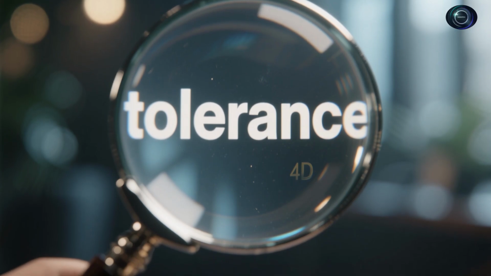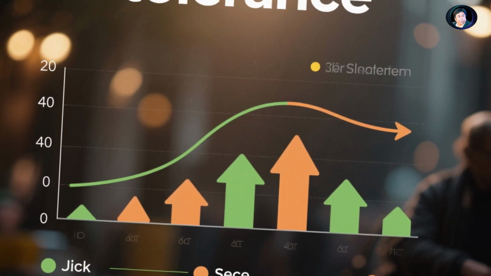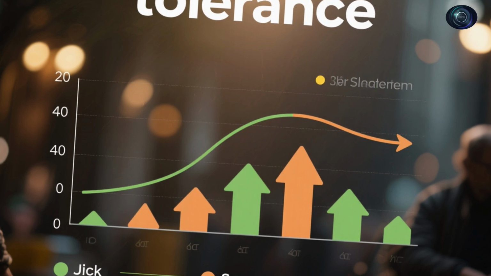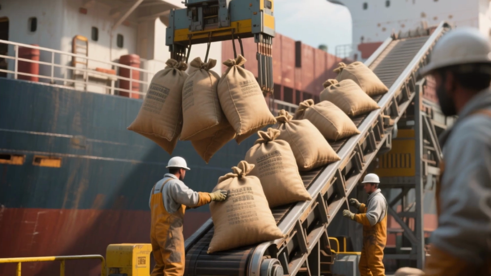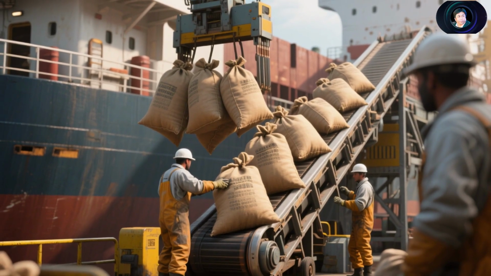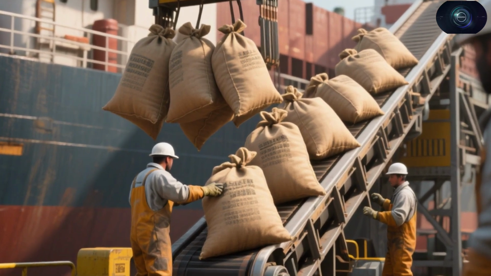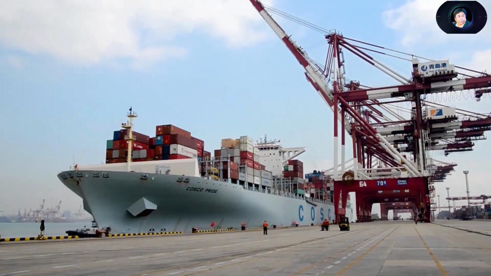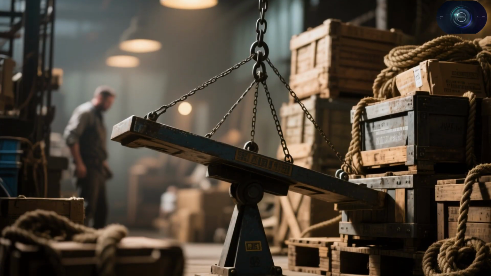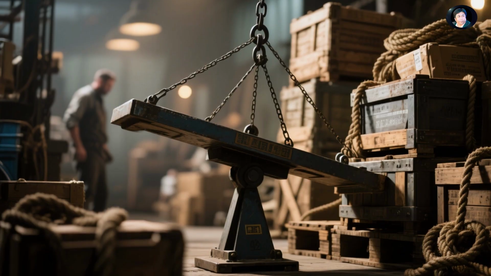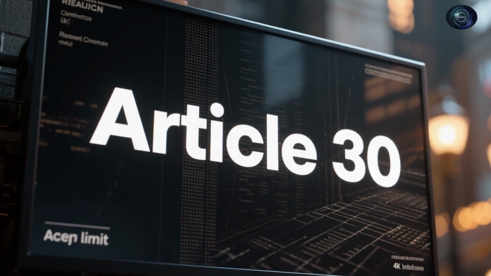First off, what do we even mean by tolerance? In the world of letters of credit, tolerance refers to an acceptable margin of variation in the quantity of goods shipped or the amount drawn under the credit. You see, when dealing with bulk commodities like grain, oil, or minerals, it's often impossible to load the exact quantity specified. Think about it, trying to load exactly 10,000 metric tons of wheat is incredibly difficult. There will always be a little more or a little less. Article 30 provides the rules for how much a little more or a little less is acceptable.